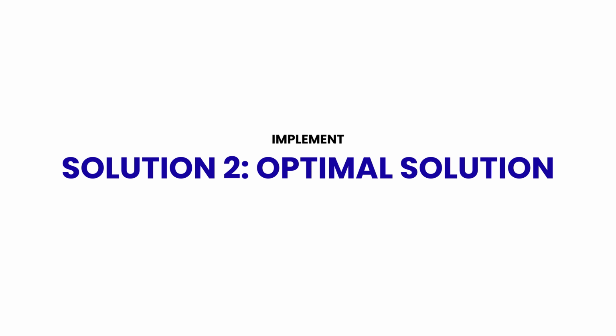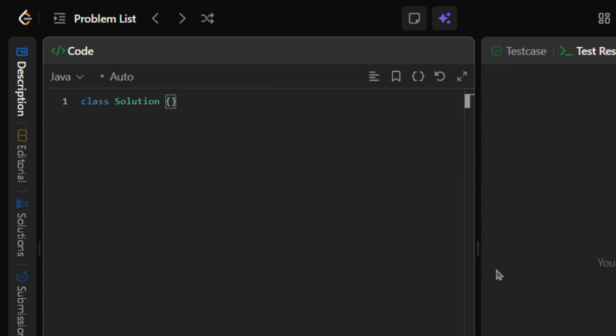Now let's try another implementation approach using solution 2. We begin by defining the solution class. This is simply the container for our optimized method. Then we declare the findMin method. It takes in the rotated sorted array and returns the smallest element inside it. Next, we set up 2 pointers.